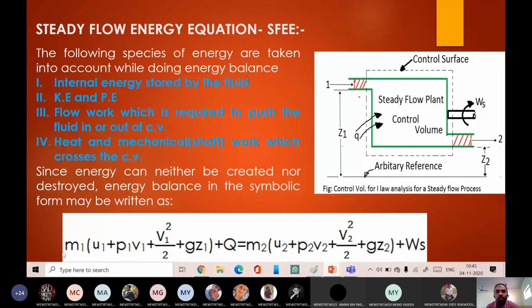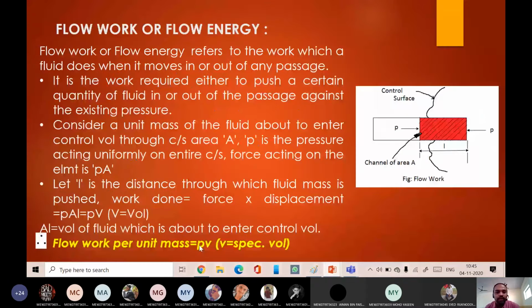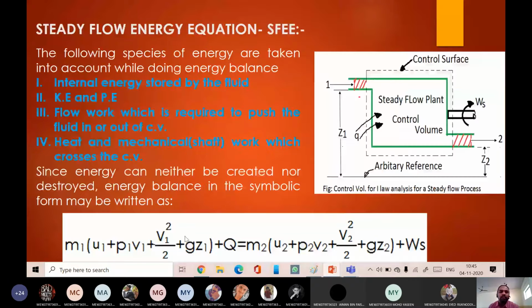Internal energy and the product of P into V. What is P into V called, where V is the specific volume? P into V is called flow work. So this is the flow work. What is flow work? It is the work required to push the fluid in or out of the system. Then kinetic energy, then potential energy, and the heat we are adding at the inlet.